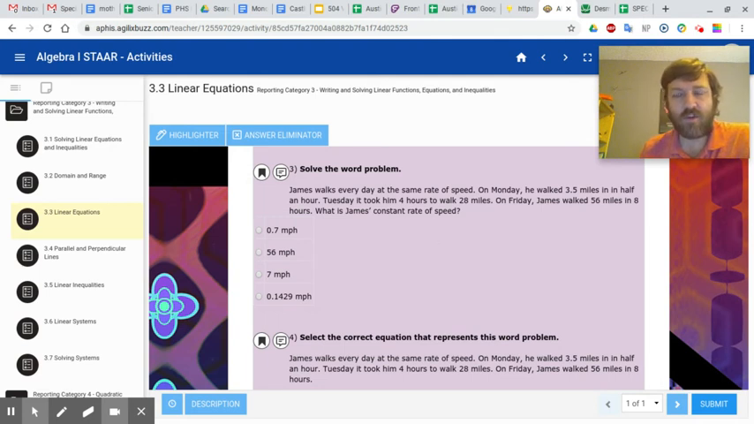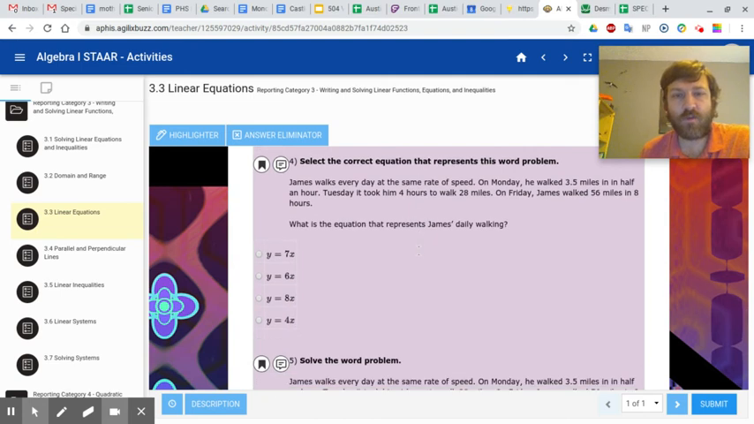I feel like this should be more or less common sense. I don't want to get into too much detail here, but let's just think about this in a very basic sense. He walks 3.5 miles in half an hour. So how much would he walk in 1 hour? Well, if it's half an hour, he would walk twice as much in 1 hour. So twice as much would be 7 miles an hour. Another way to think of it is on Tuesday, he walked 4 hours and it was 28 miles. So in 1 hour, he would walk a fourth of that amount. Divide 28 by 4. Again, we get 7. So either way you look at it, without doing anything complicated, it's 7 miles an hour. That's the first thing you need to get.